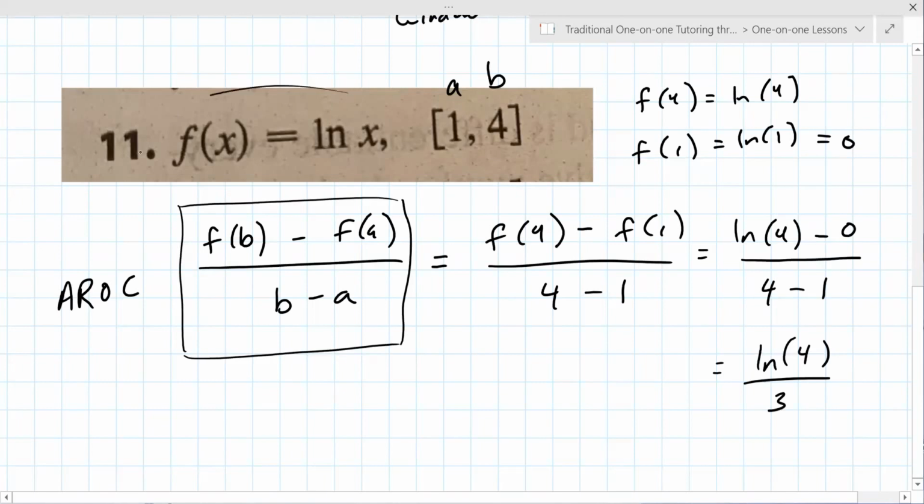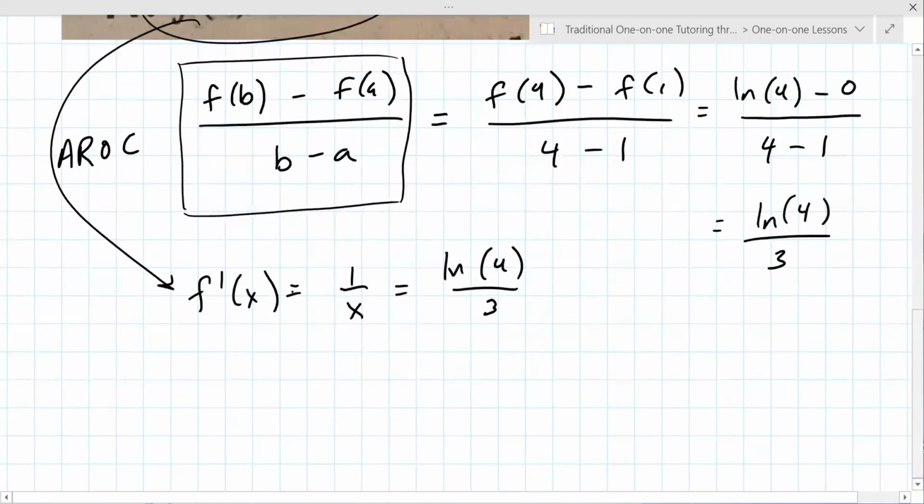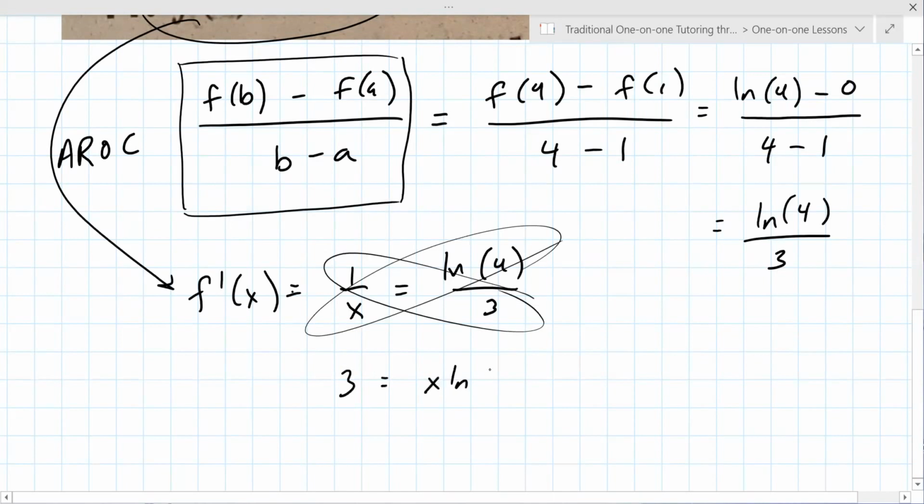The next thing you have to do is take the derivative of this. The derivative, f prime of x, is 1 over x. And you set this equal to the natural log of 4 over 3, and now you have to solve for x. You can cross multiply here, butterfly, whatever you like. 3 equals x natural log 4. So x equals 3 divided by natural log of 4.